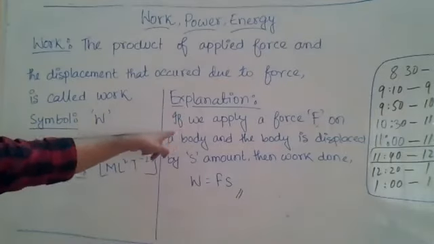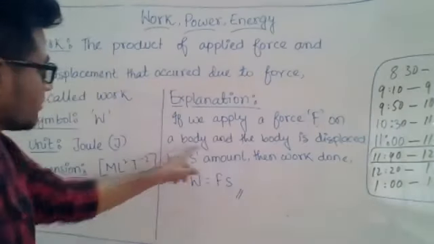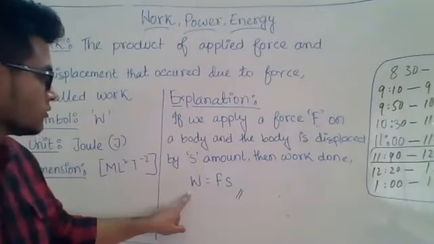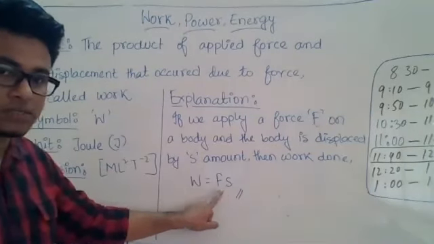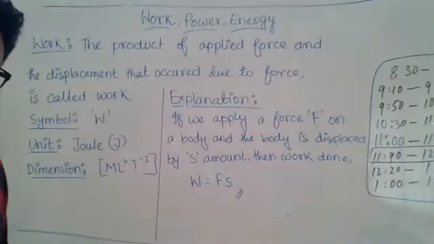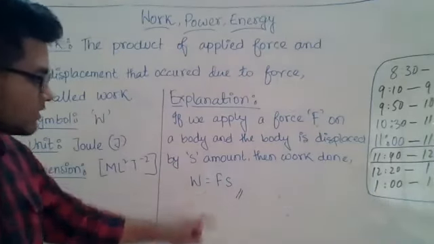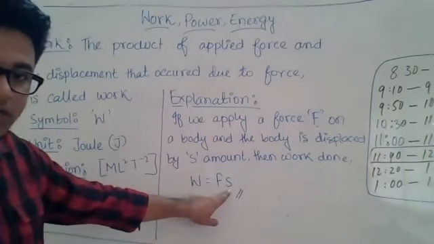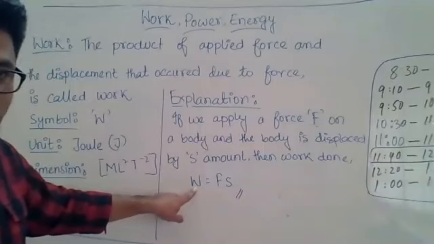Now the explanation. If we apply a force F on a body and the body is displaced by S amount, then the work done will be W equal to F into S. The product of force and displacement is work. Now, if I do not apply any force, what will happen? The value of F will be 0. So 0 into S will be 0. So work done will be 0.